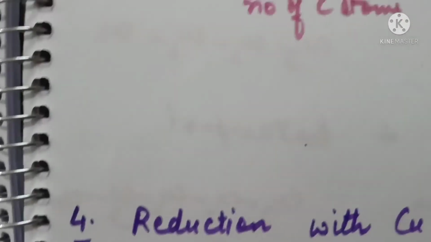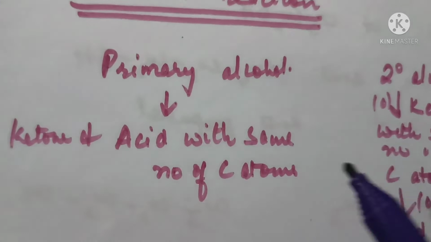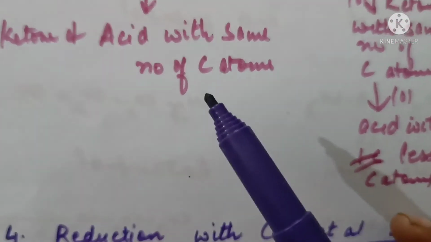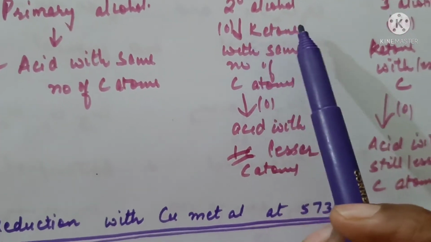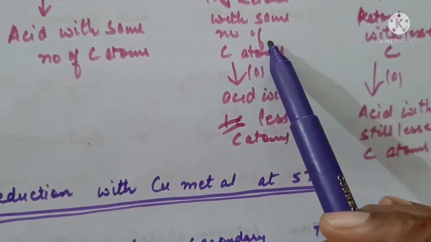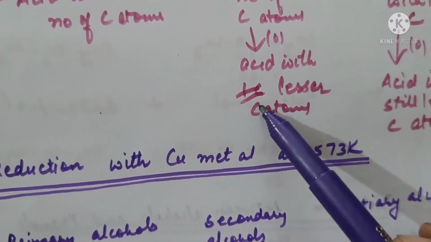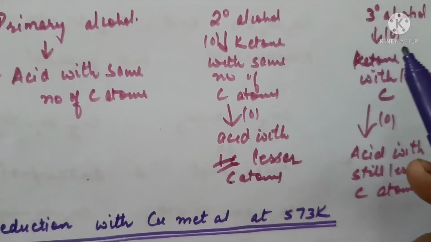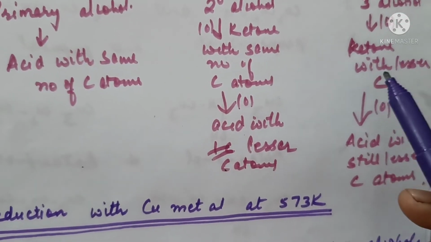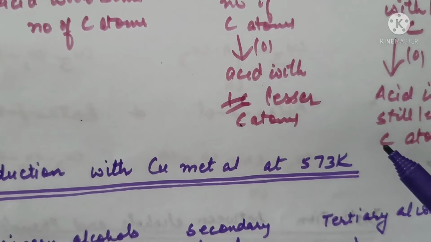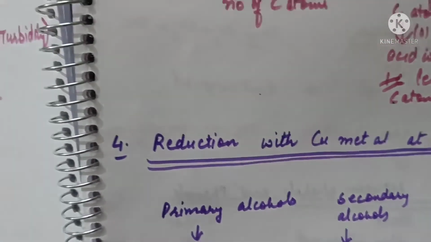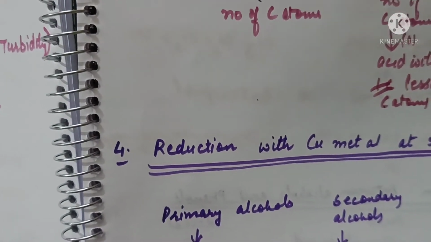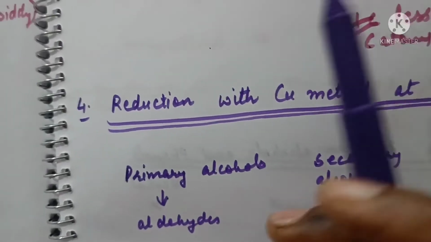Then the next test is oxidation reaction. On oxidation of primary alcohol, ketone and acids with the same number of carbon atoms are formed. Whereas when we oxidize secondary alcohol, ketone is formed with the same number of carbon atoms, but the acid that is formed has lesser carbon atoms. And in case of tertiary alcohol, on oxidation, ketone will be formed with lesser number of carbon atoms and acid will be formed with still lesser number of carbon atoms. So we can get knowledge of which alcohol it is from the number of carbon atoms on oxidation.